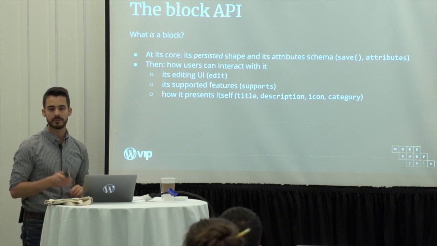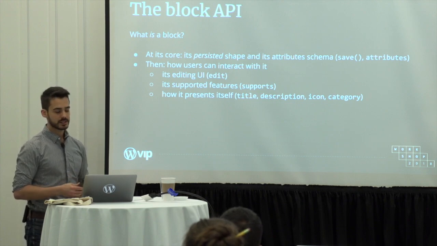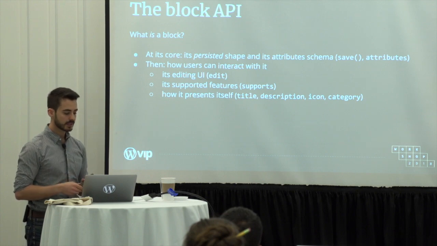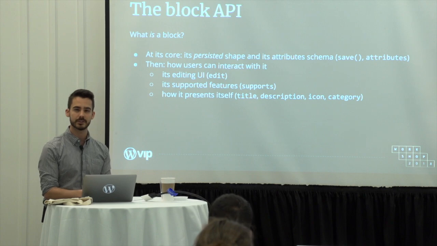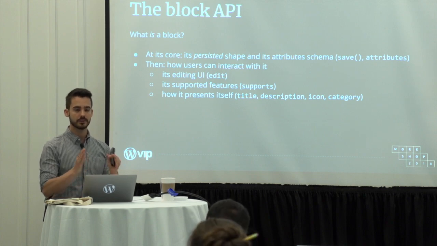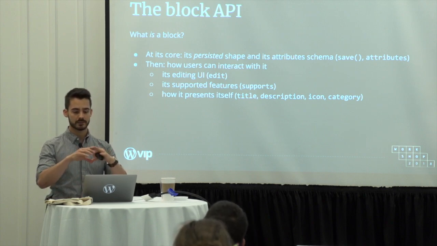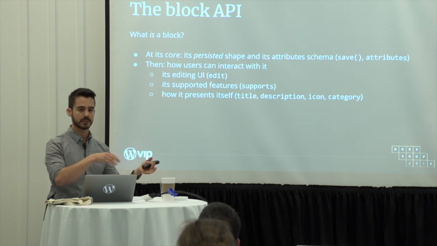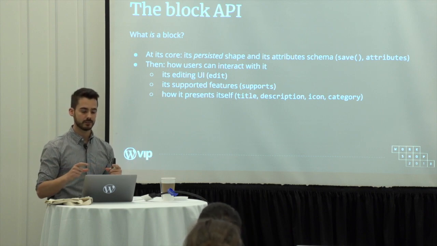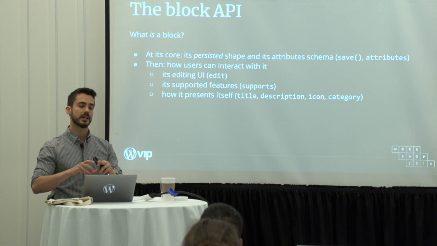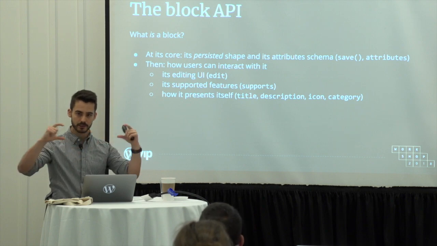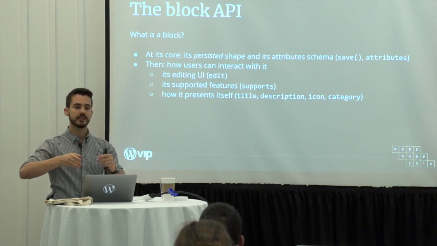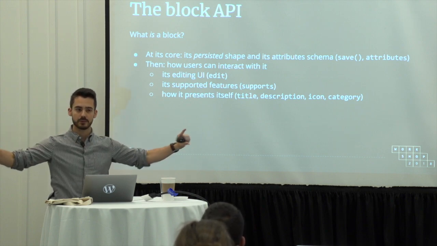A block can describe features that it supports. For instance, a block can have specific alignment support. The image and the cover image do this. Instead of just having the normal alignment with no alignment, left alignment, right alignment, I can say with image and cover that I support more than that. And this will give users controls to make the block a bit wider than the normal content, and then a control to make it full width.